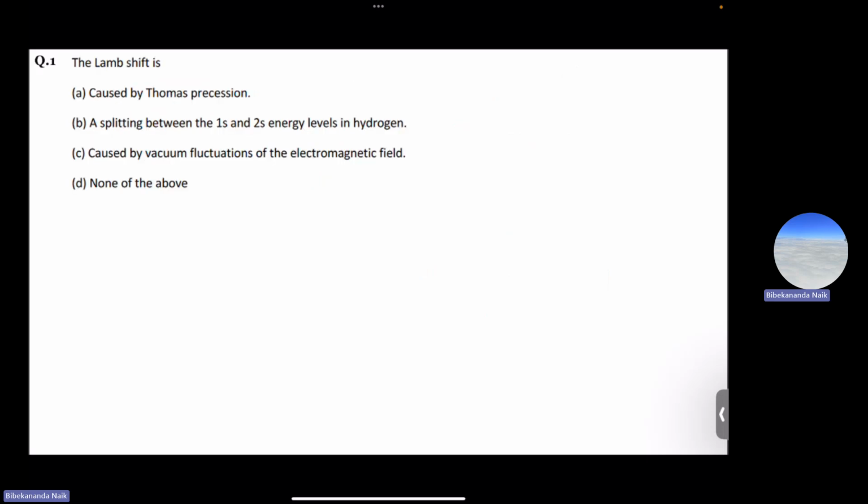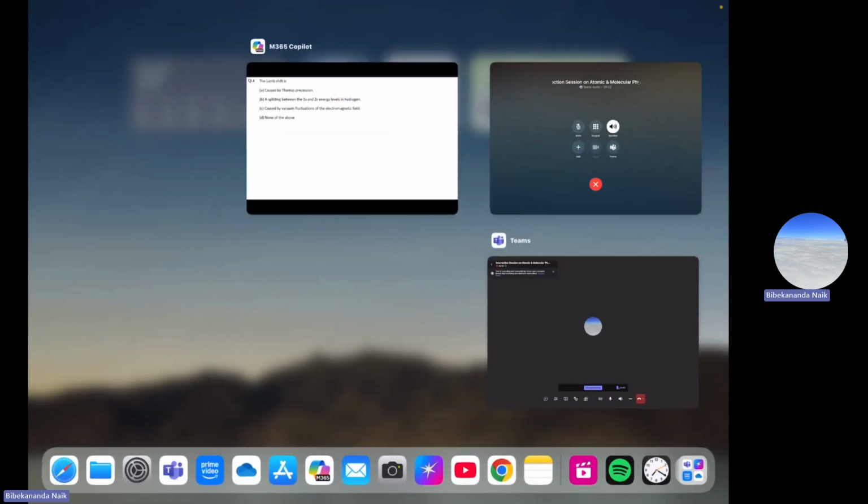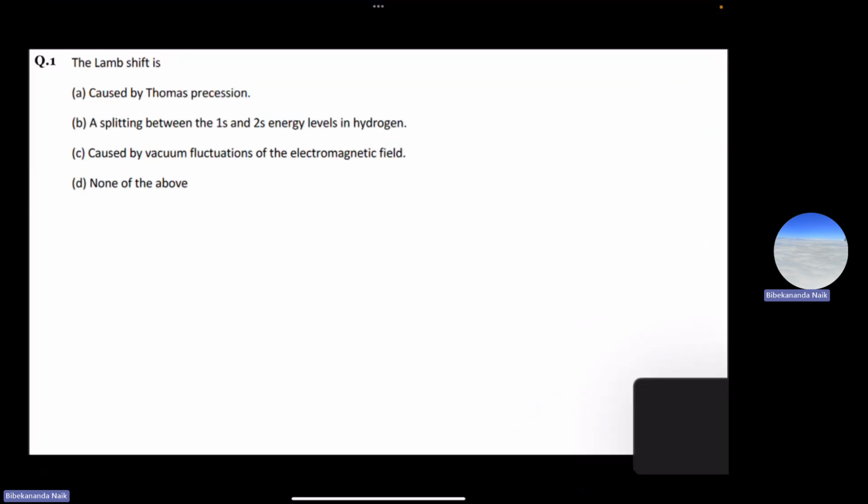Now let's start with the first problem of today's interaction session. The question says the Lamb shift is: option A, caused by Thomas precession; option B, a splitting between the 1s and 2s energy levels in hydrogen; option C, caused by vacuum fluctuations of the electromagnetic field; or option D, none of the above. So I'll give you a few minutes to think about this question, and then we will discuss the correct answer of this problem.